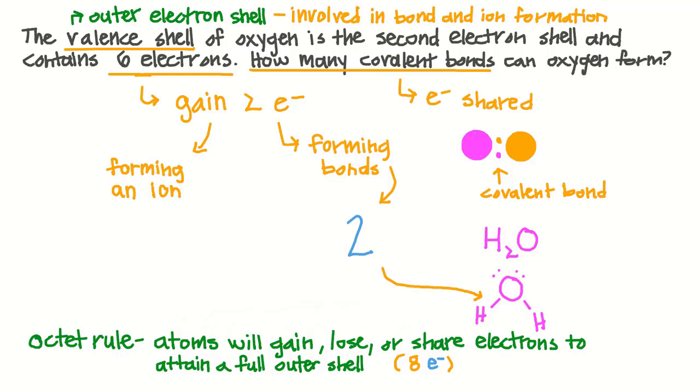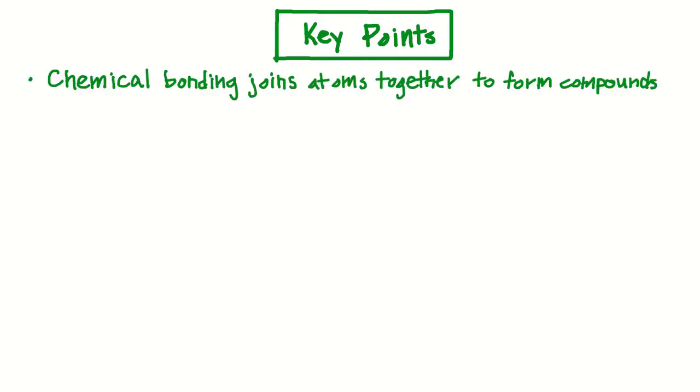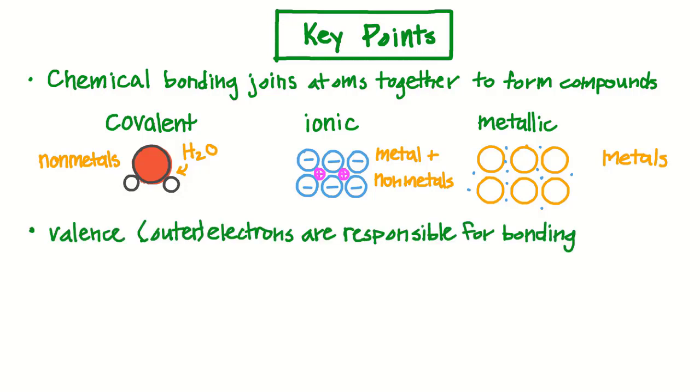Now let's finish things up with the key points for this lesson. Chemical bonding joins atoms together to form compounds. There are three main types of chemical bonds: covalent bonds, which typically form between nonmetal elements, ionic bonds, which typically form between a metal and a nonmetal, and metallic bonds, which form between metals. The valence, or outer electrons, are the electrons that are responsible for creating these different types of chemical bonds.